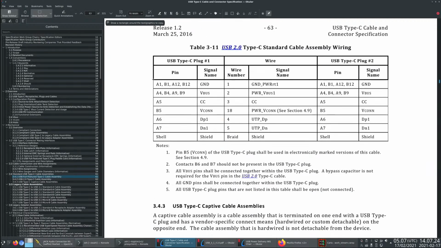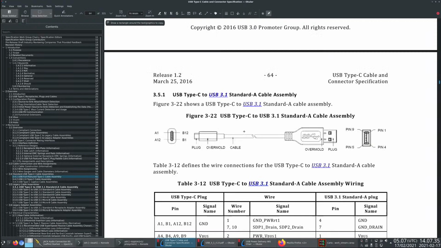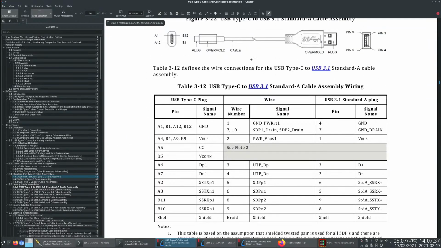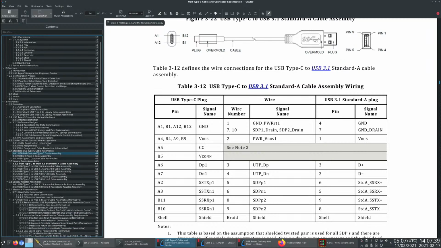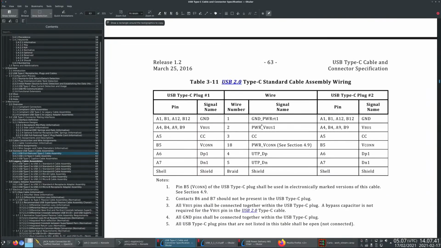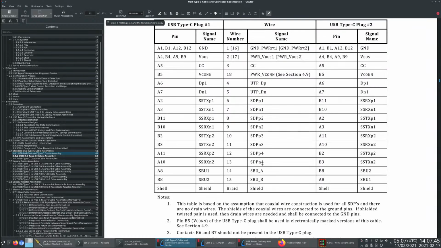And if it's one of the dumb USB 2.0 cables, then it's basically like an old school 4-pin USB 2 cable, except it also needs to have CC and the VCONN stuff. And then there's the adapters for the old connectors. So these are the standard ones, right? If you buy a USB Type-C cable, it's supposed to be either this or this. If you get anything else, it's weird and not standard. Or at least it should be compatible with these, right?